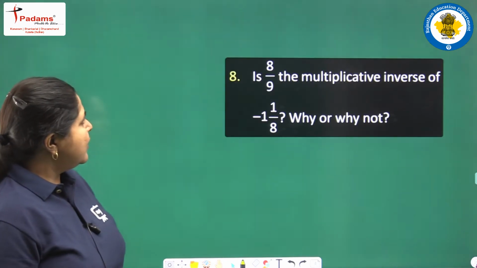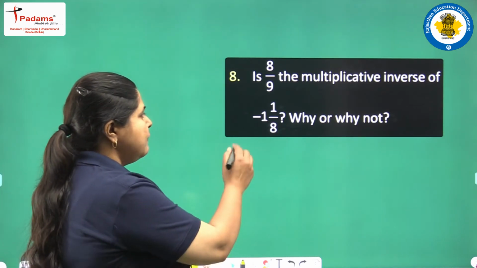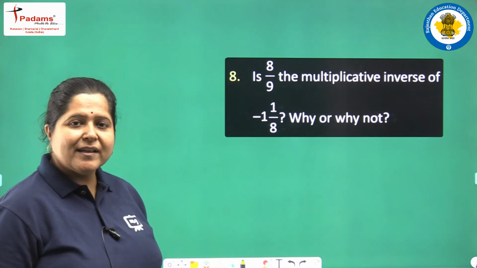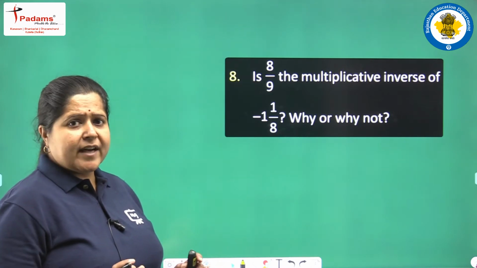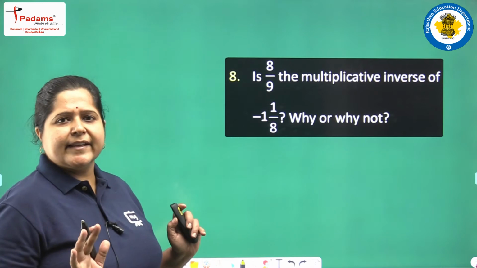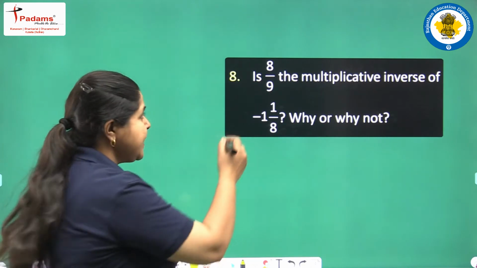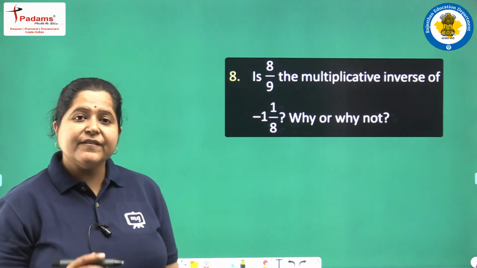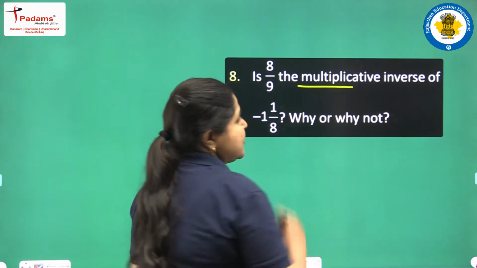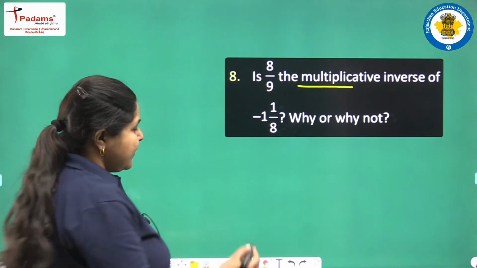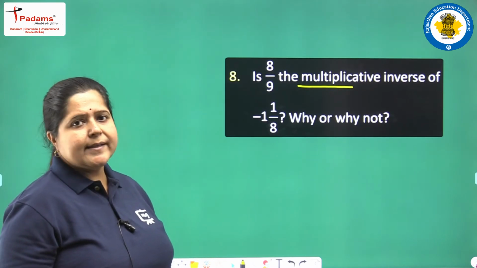Next we move on to, is 8 by 9 the multiplicative inverse of minus 1 by 8? Why or why not? Inverse. What do you mean by inverse? Opposites of each other. And what do opposites do? They fight and cancel each other. So these two will be inverse of each other. Both these numbers will be the inverse of each other if they both cancel each other. By doing what operation? Multiplication. So let us first multiply both of these. If we get the multiplicative identity 1, then they will be inverse of each other, otherwise not.